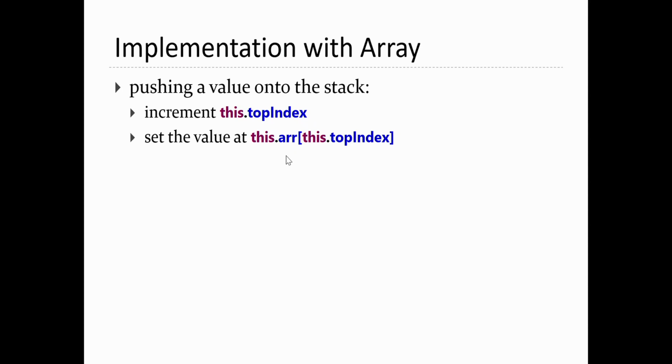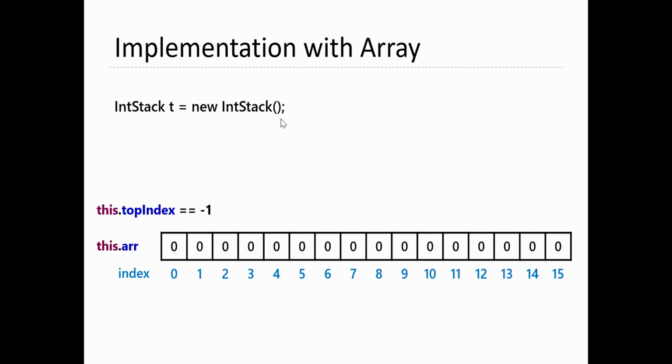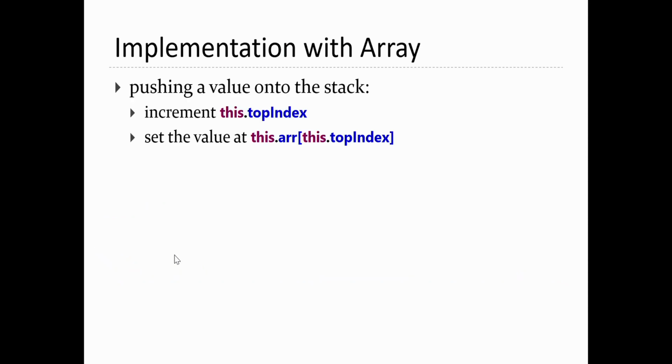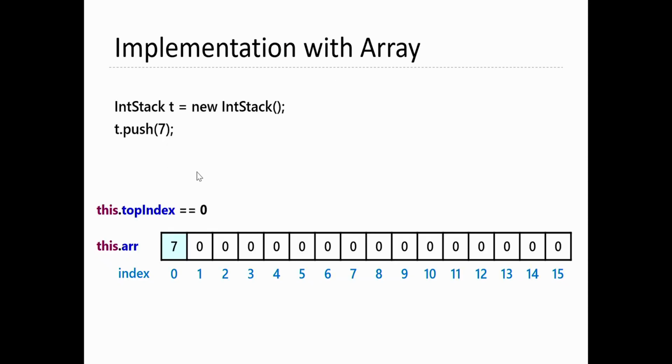And then set the element in the array at the new top index. So in other words, when I push a 7 onto this stack, I'm going to make this go up by 1. So that's now index 0, which is here. Then I'm going to set that element to the element that we pushed onto the stack. So we're going to change that element to 7. So our picture is going to look like this. So push the 7, top index goes up from -1 to 0. Set the element at index 0 to 7.